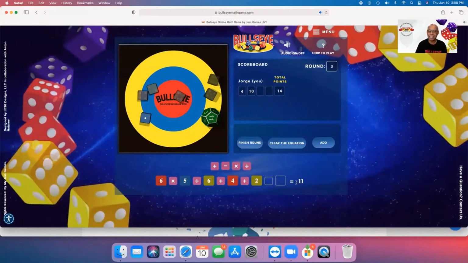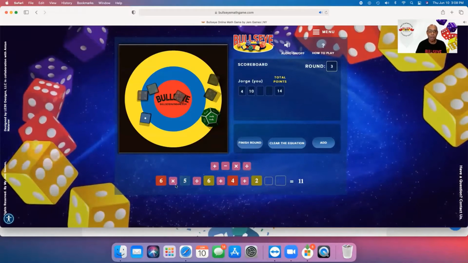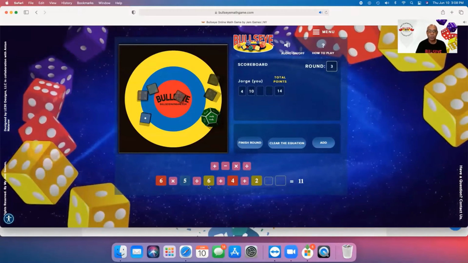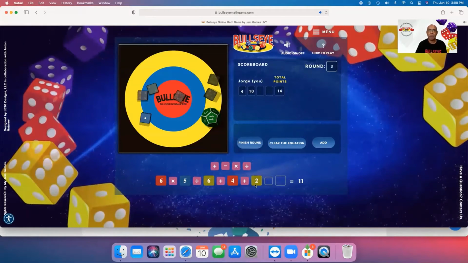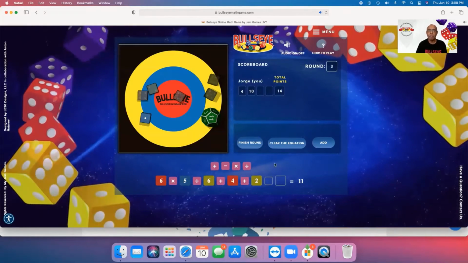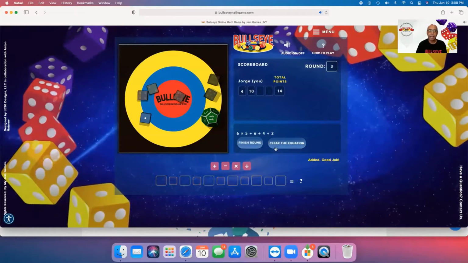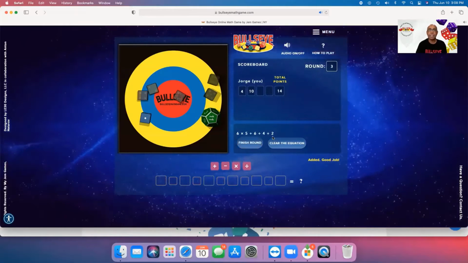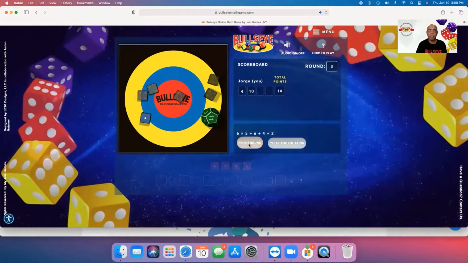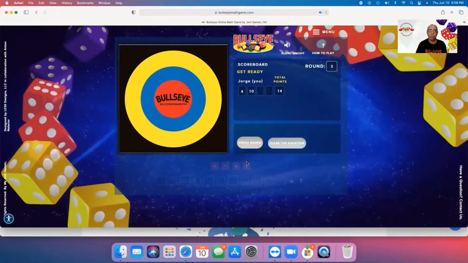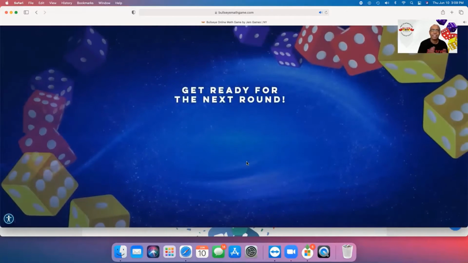Fantastic, mathematicians. So let's see how many points we've earned for round number 3. 1, 2, 3, 4, 5. I've used 5 dice, so I know that I will earn 5 points. So I'm going to move over here to the Add button, click that, to display the number sentence that I just created. So I'm going to now click Finish Round. The computer will calculate my score and get me ready for round number 4, mathematicians.